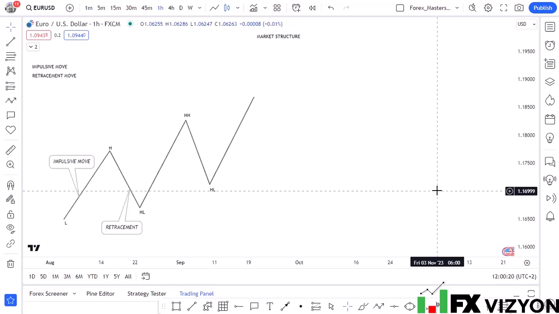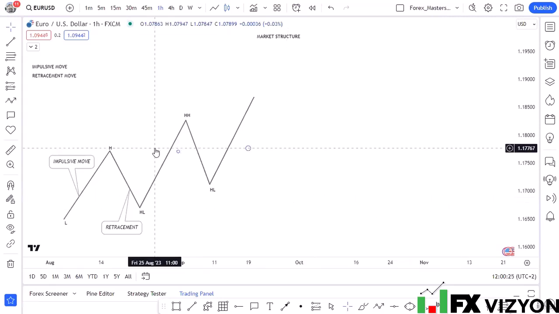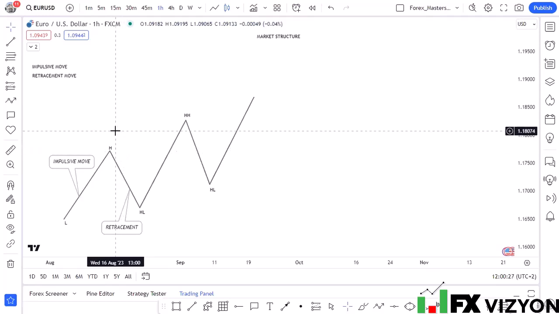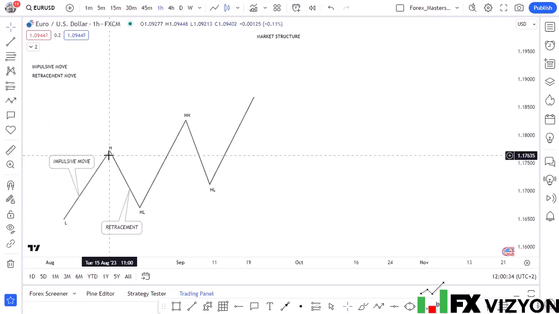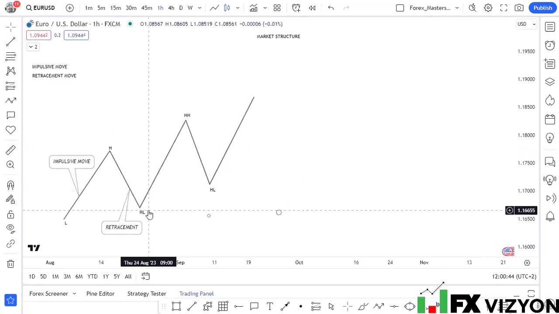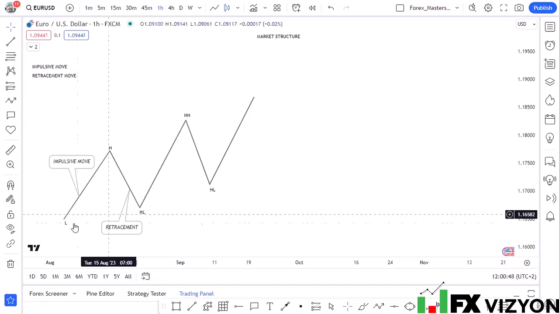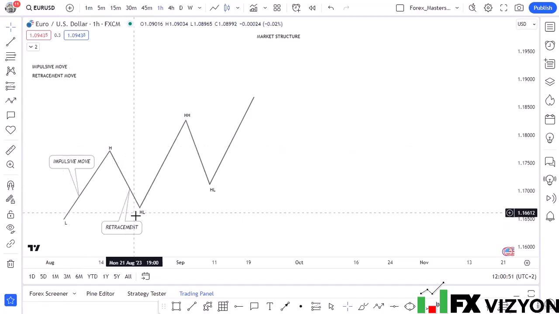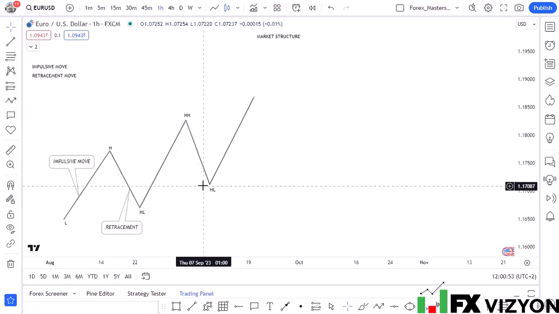All right, and then we have a retracement. A retracement is the one that goes to establish or to retest a previous high or a previous low. So if the market is in an uptrend, an impulsive move will be creating new highs. It will be breaking highs in order to create a new high, and a retracement will be retesting previous lows in order to create a what? A higher low. Okay, so what we have is an impulsive move, a retracement, impulsive move, a retracement, impulsive move, a retracement.